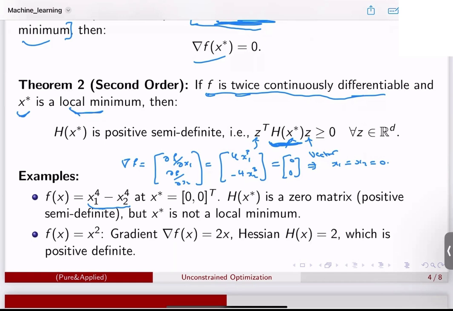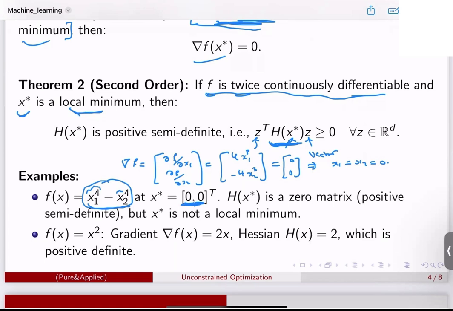And why is it not a local min? Well, if you take x1 to be 0 and x2 to be, for example, any small number, you would see that this quantity would be negative. But this would mean that the value at (0, 0), the value at x star, wasn't the smallest, because the value at x star is 0. It's 0 to the fourth minus 0 to the fourth, which is 0. So the value at x star is not the smallest.